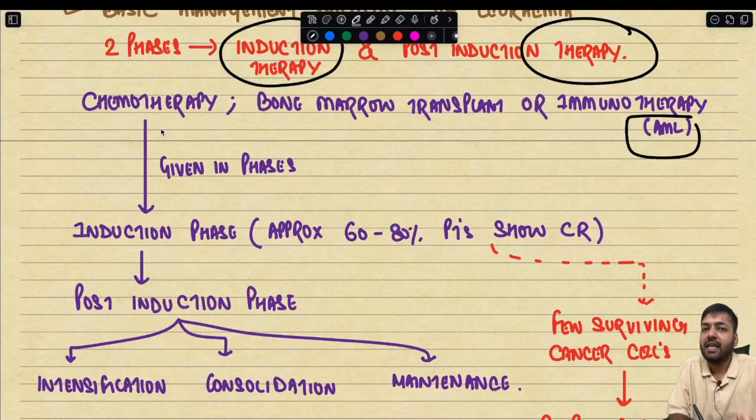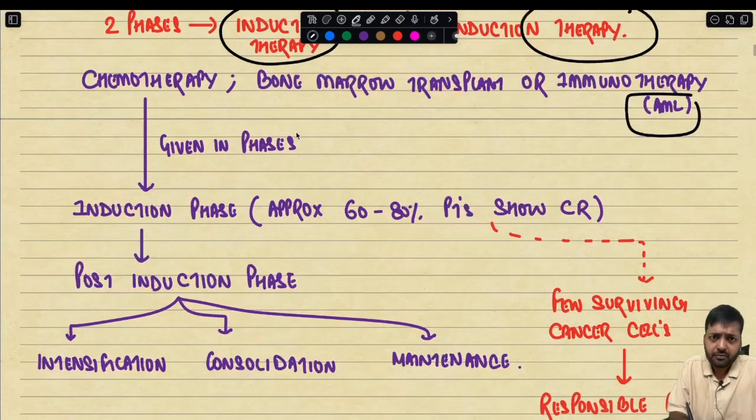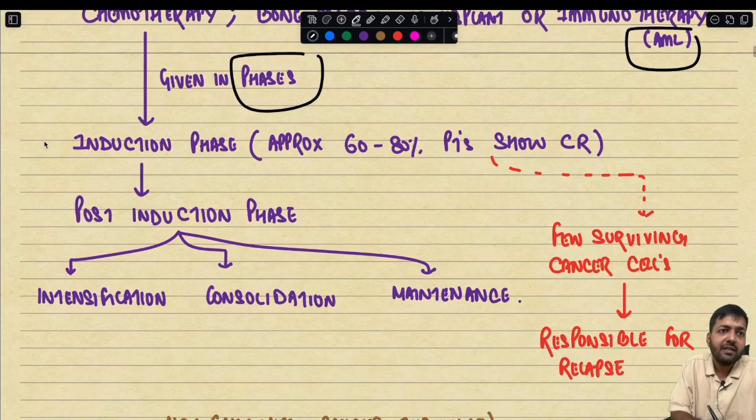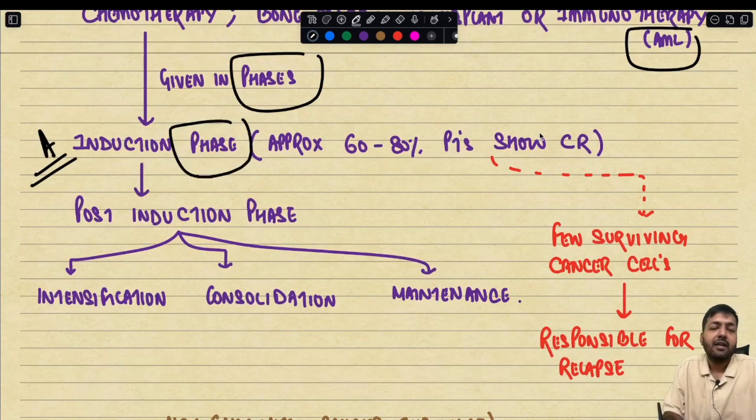Taking the example of AML, in certain AML we give just chemotherapy. For example, in APML we use just ATRA, or in certain very bad prognostic AML we give bone marrow transplant, or we use immunotherapy. Either of them, these are first the induction therapy. Whatever treatment you give, it is given in phases. The first phase is the induction phase. And remember, approximately 60 to 80% of the patients will show clinical remission after the induction phase of therapy.